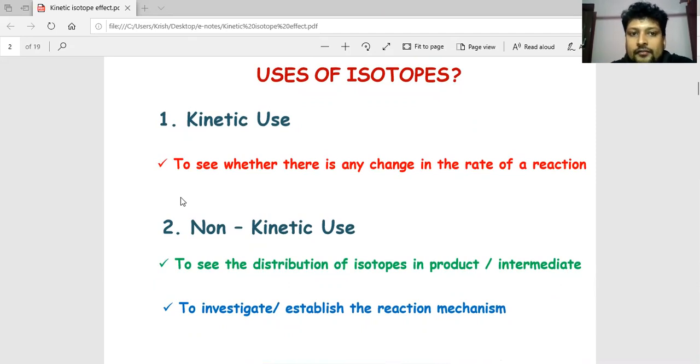One is for kinetic purpose, that is whether there is any change in the rate of a reaction, or another use is the non-kinetic use. In non-kinetic use, we will see how the isotopes are distributed in the molecule or the intermediate, and another one is to investigate and establish the reaction mechanism. We will go one by one and discuss them in detail.